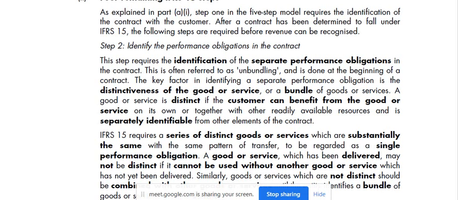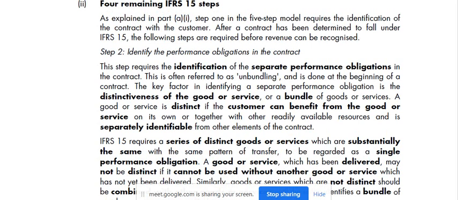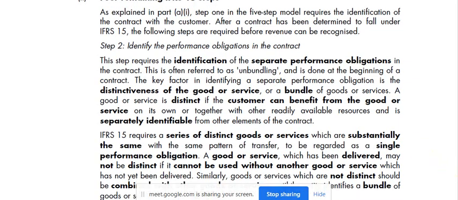Okay. As explained in part A1, step 1 in the 5-step model requires the identification of the contract with the customer. After a contract has been determined to fall under IFRS 15, the following steps are required before revenue can be recognized. Step 2, identify the performance obligations in the contract. This step requires the identification of separate performance obligations in the contract. This is often referred to as unbundling and is done at the beginning of the contract.